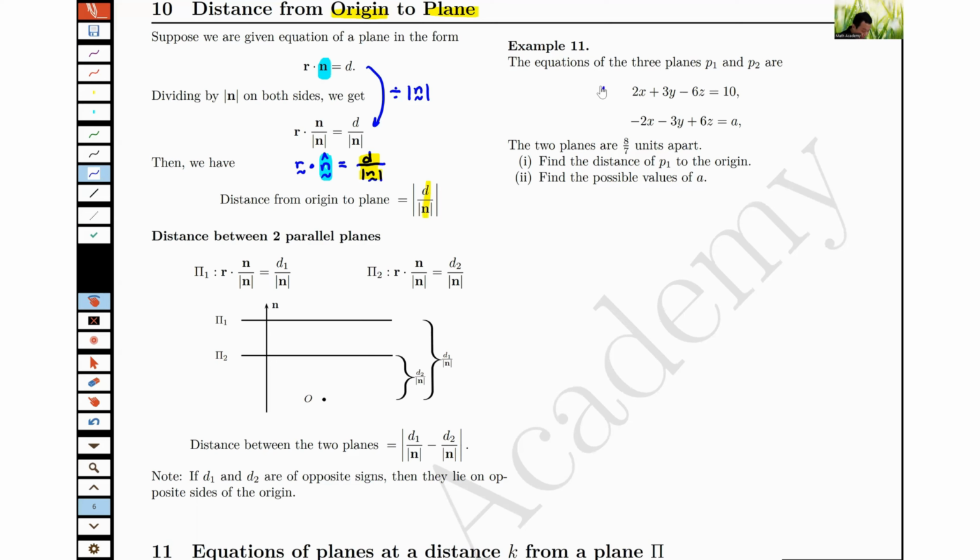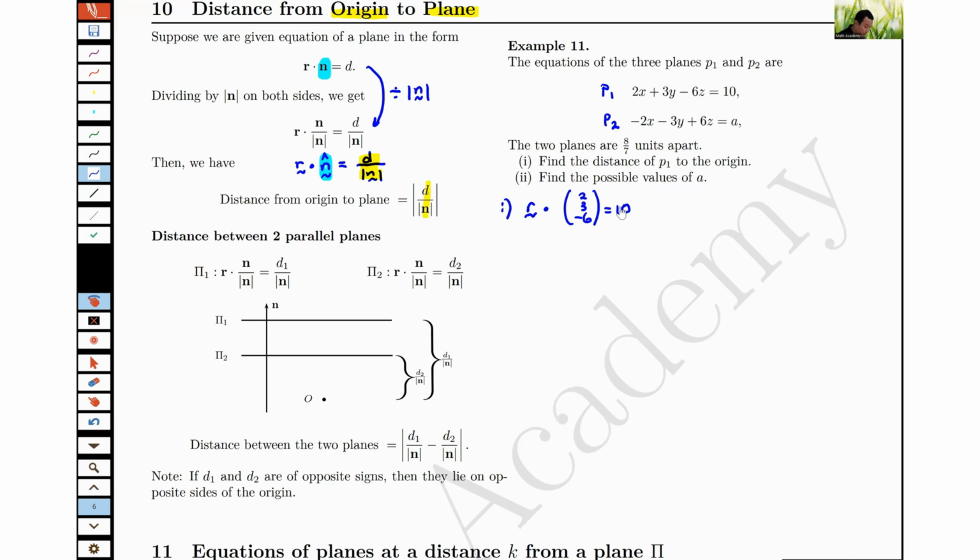I've got these two planes here. This is called P1. This plane is P2. The two planes are this distance apart. Can we find the distance of P1 to origin? So to start this problem, let's go for scalar product form first. Let's convert. The normal vector is 2, 3, minus 6, equals 10.